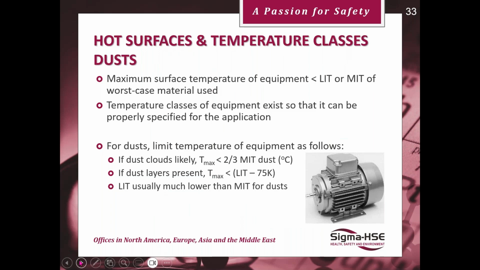So the dust cloud Tmax must be less than 2/3 of the MIT, or the LIT take away 75K. Normally the LIT is much lower than the MIT because the test goes on for half an hour, other than MIT, which is just 10 seconds. So 2/3 the MIT, 75 degrees off the LIT, and this will give you the maximum surface temperature of enclosure for your electrical equipment.